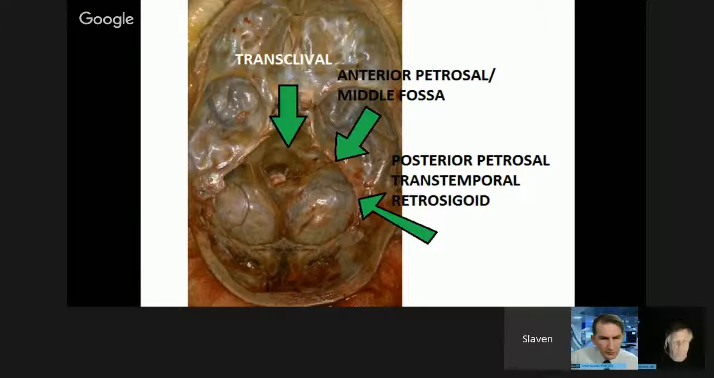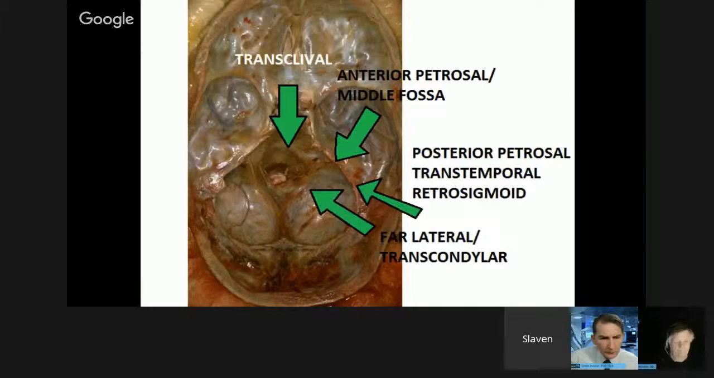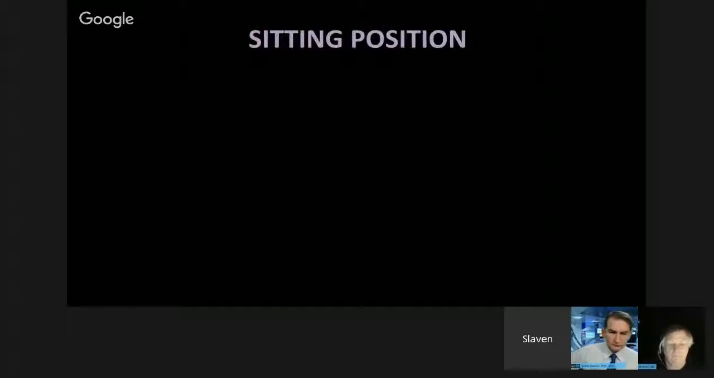And transtemporal approach can get us into the middle fossa. Then far lateral, transcondylar approach. This is the approach I will be talking about tomorrow. And finally, the midline approach, the approach we will focus on today. This is the most common approach when the surgery is to be performed on the fourth ventricle and the rhomboid fossa.